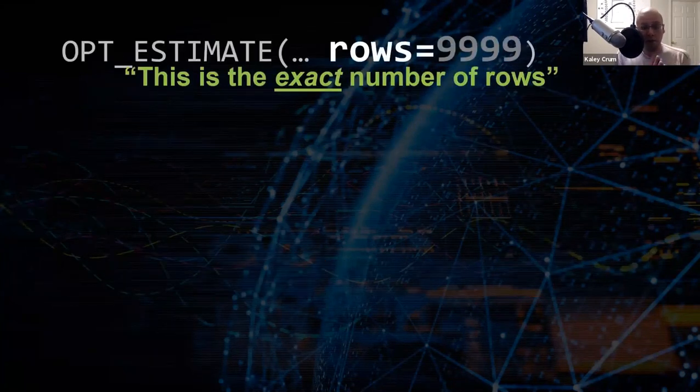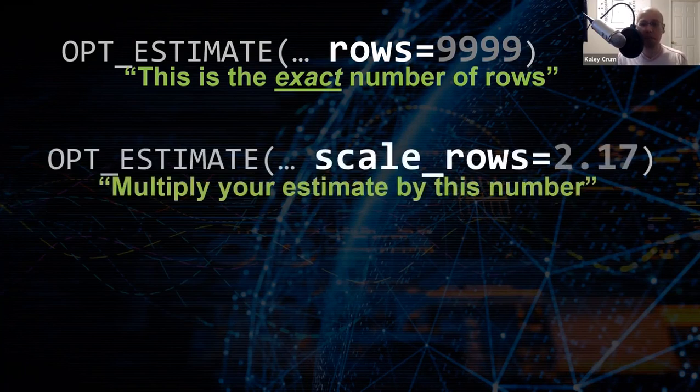Let's talk about other variations of the opt estimate hint. So far, what we've used is opt estimate with rows equals something, and we're telling Oracle this is the exact number of rows that you should expect. But there are other versions as well. For example, there's a scale rows hint where you can have 2.17, and you're telling Oracle, take whatever estimate you come up with and multiply it by this factor.